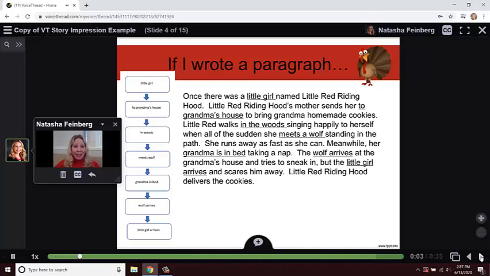On this slide, I wrote a different story using the same clues in the story impression. Little girl, to grandma's house, in the woods, but I pretended that I didn't know the story of Little Red Riding Hood, and I made up another silly story. I was still able to use all those words, but it's not the story of Little Red Riding Hood. Take a moment and read my silly story here, and notice that I still use the story impression within it.